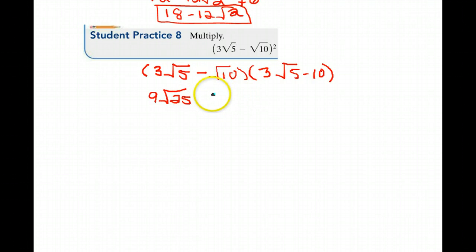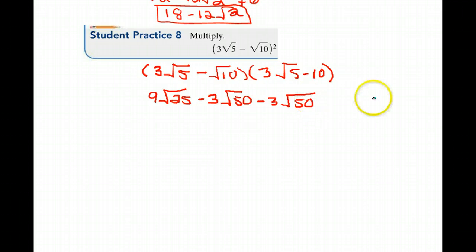Now we'll do the outers. 3 root 5 times negative root 10 makes negative 3 root 50. Inners, negative root 10 times 3 root 5 makes negative 3 root 50. Negative root 10 times negative root 10 makes positive root 100.